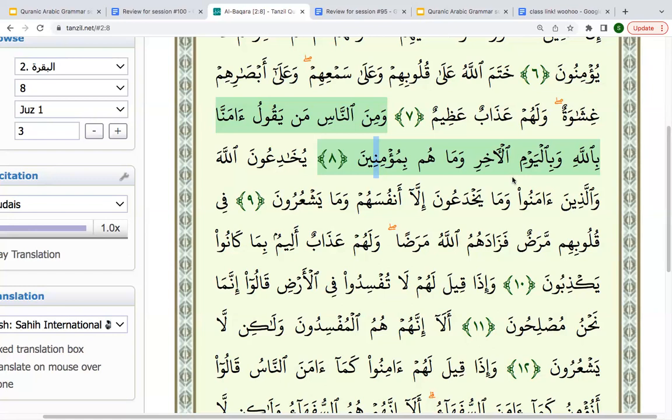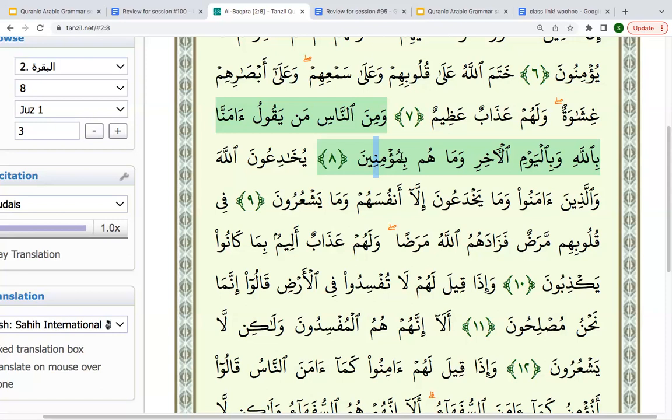Sister Simon, I'm a little confused because when I look at the word mu'minina, automatically it makes me think of a fa'il, right? I guess because of yu'minuna that we learned before. But it's actually an ism, right? Yes, this is an ism, absolutely.